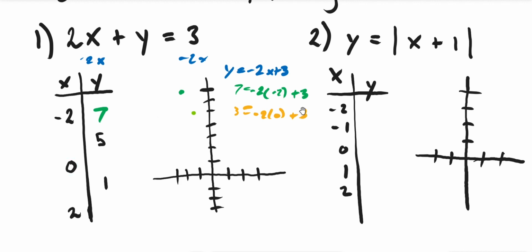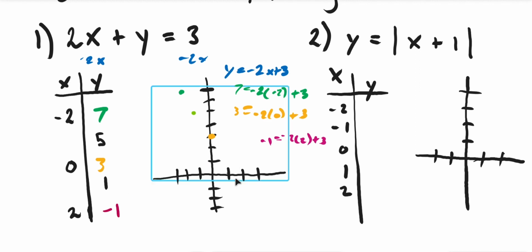Likewise, if I plug in 0, I get 3, and that corresponds to this point here. If I plug in 2, 2 times minus 2 is minus 4, plus 3 is minus 1, so I get a minus 1 here. So at 2, we get minus 1, that's here. And now let's figure out what value of x would give me a 1 for y.